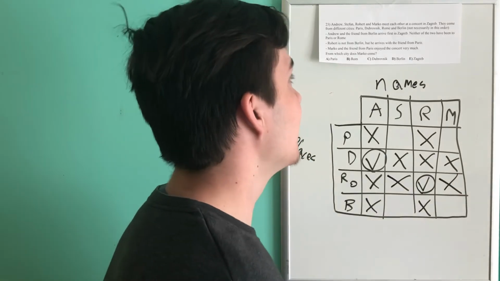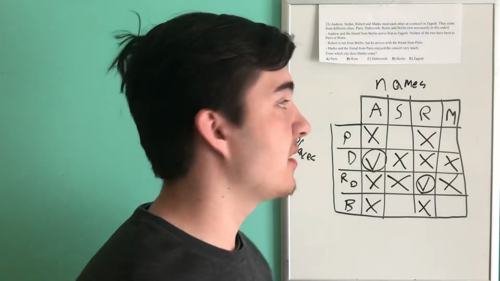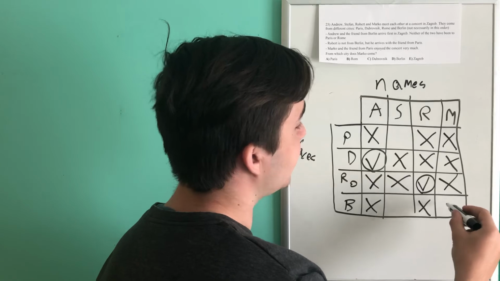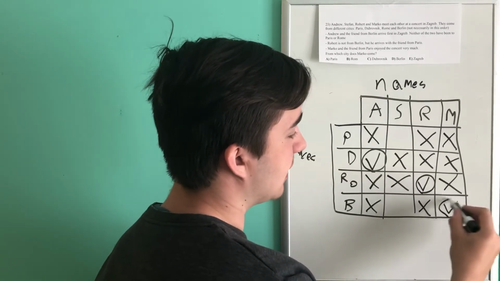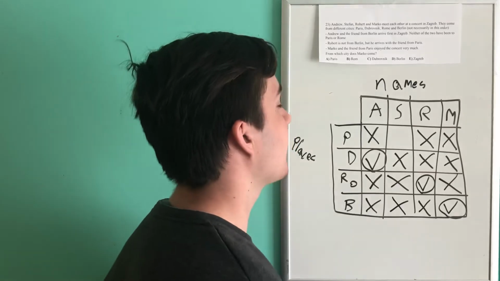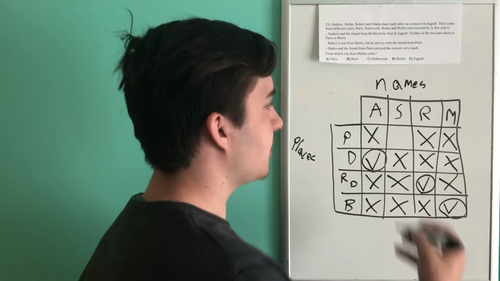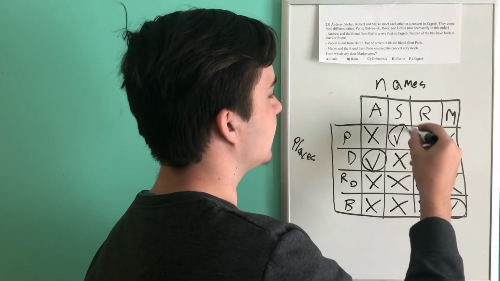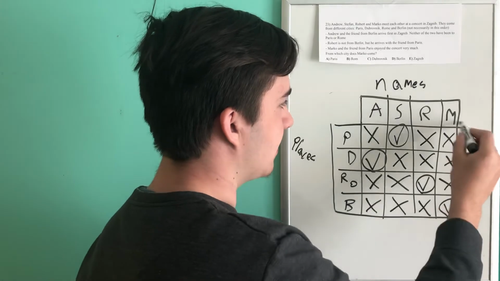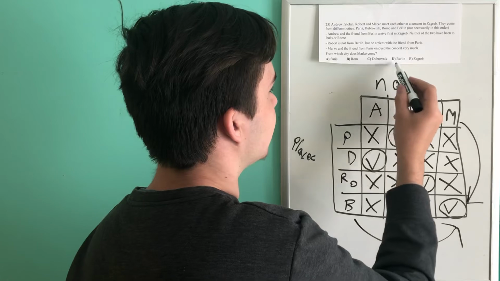Now last clue. Marco and the friend from Paris. So Marco's friend is from Paris. Not Marco, his friend. So that means Marco has to be from Berlin. That means nobody else can be from Berlin, right? Now there's only one option left for Stefan, which is Paris. And the question asks, from which city does Marco come? Marco's right here, and he comes from Berlin. So the answer is D, Berlin.